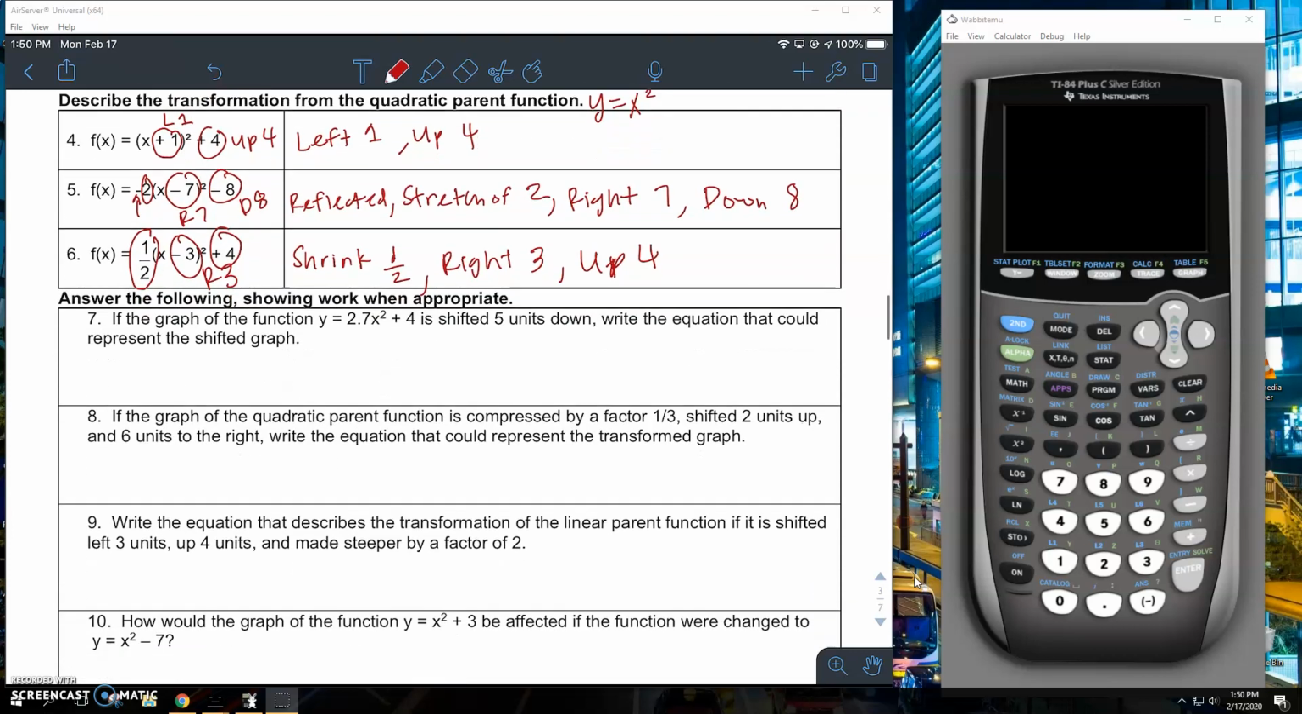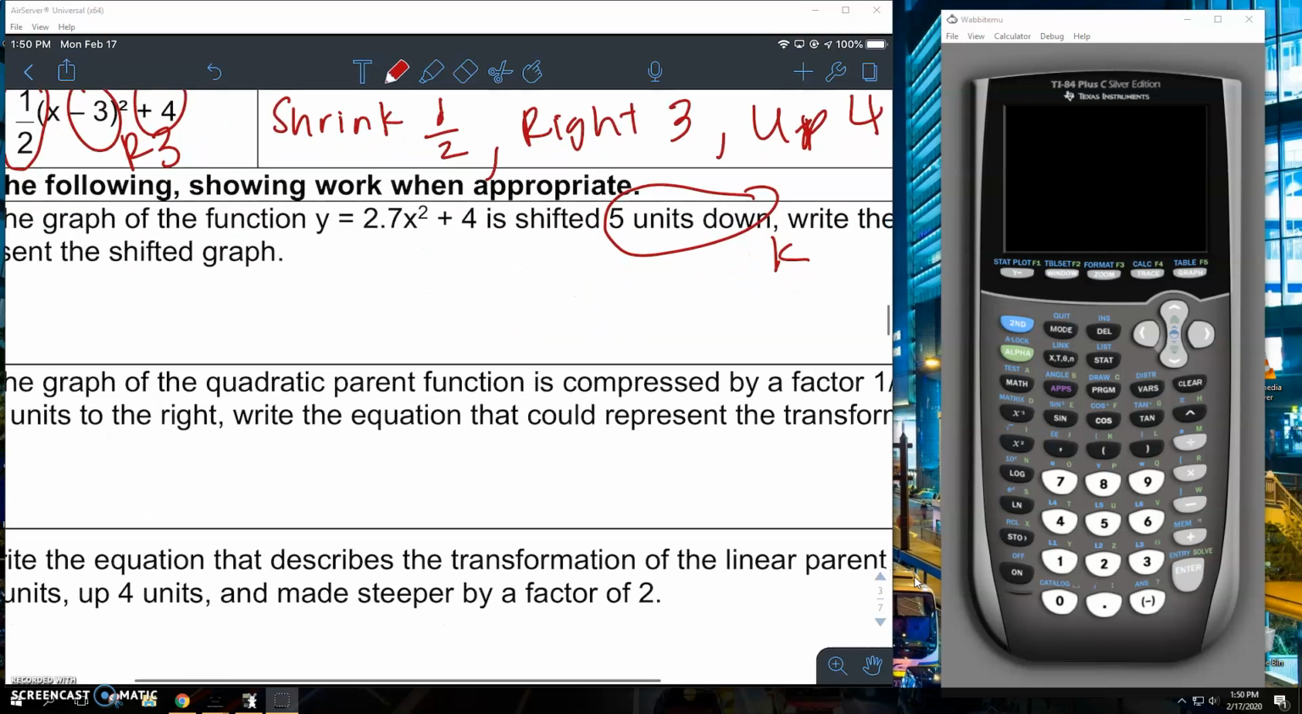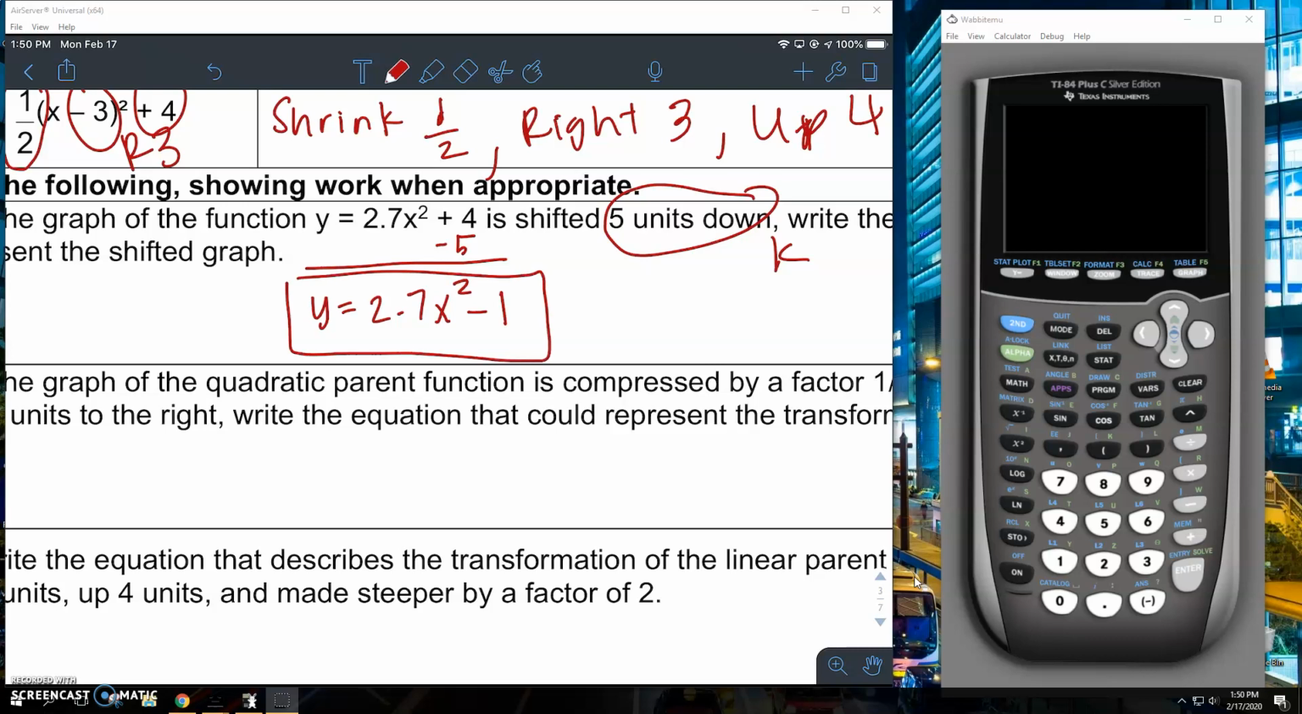Number 7, if the graph of the function y equals 2.7x squared plus 4 is shifted down 5 units, write the equation that would show the shift. So if we're going down, that's dealing with our k value, what's at the end. So we would just subtract 5 from our 4, and we get y equals 2.7x squared. 4 minus 5 is negative 1. So that would be our new equation.